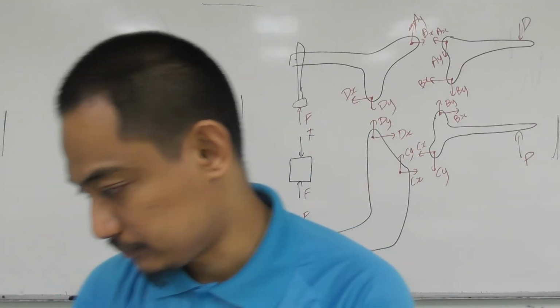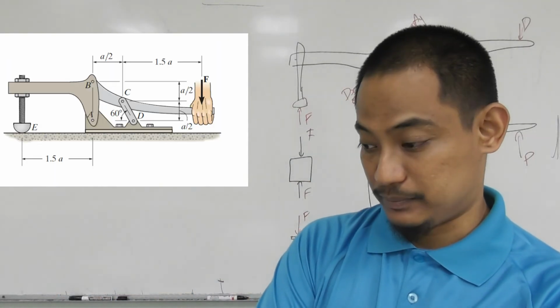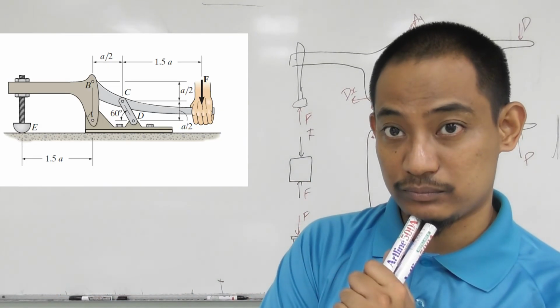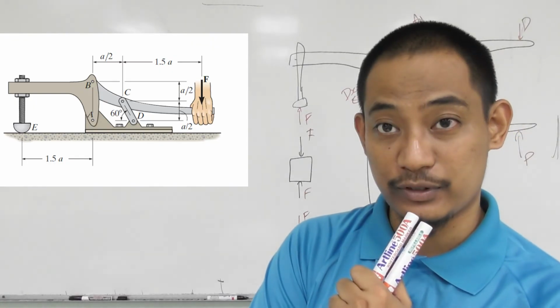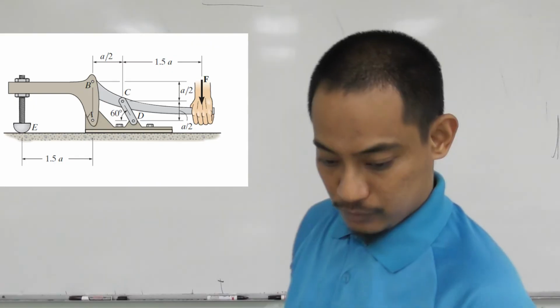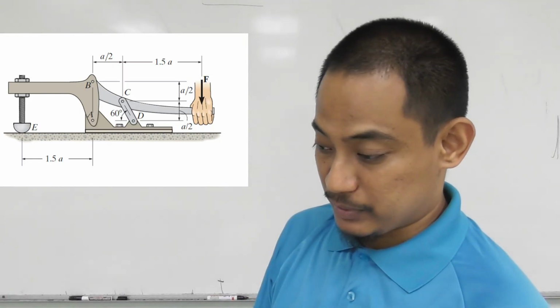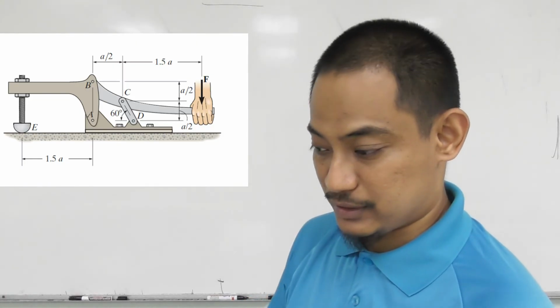So next, this one, let's look at that, pause and try to draw the free body diagram and then continue. Okay, the first question is, is there a two force member? Yes, there is, which is CD, right?